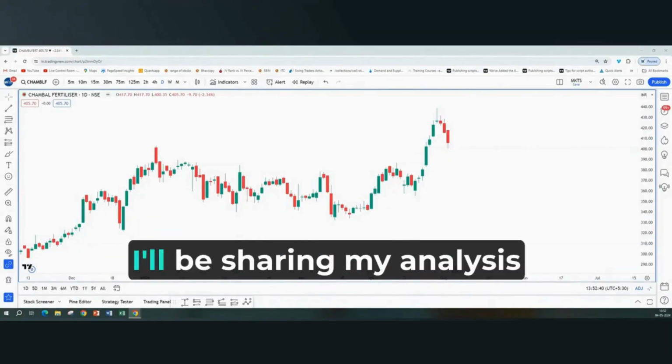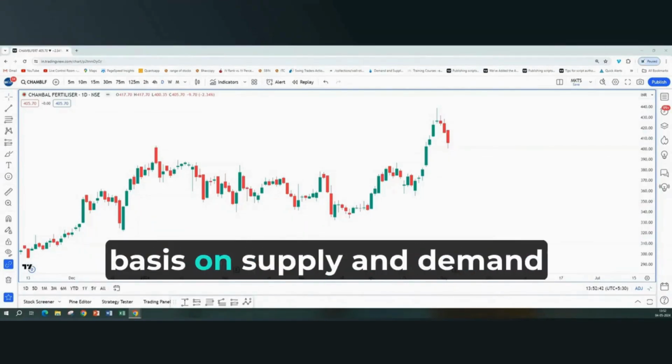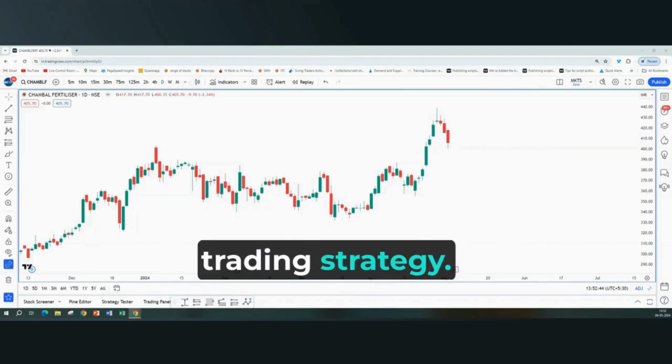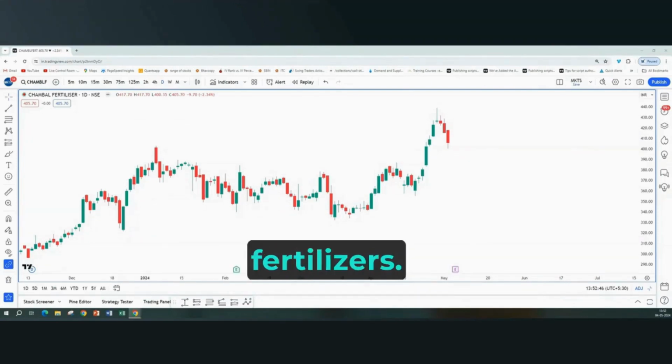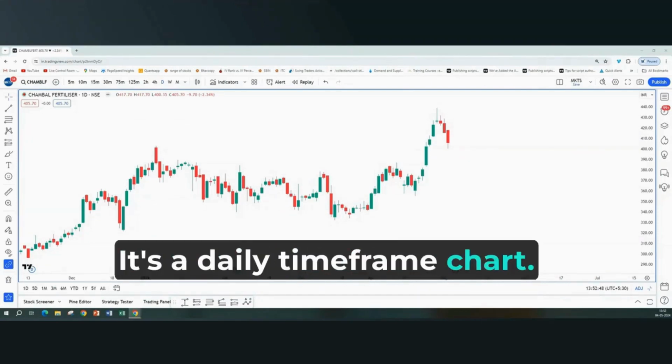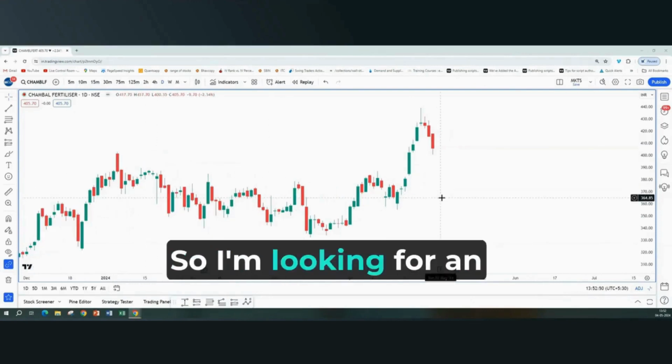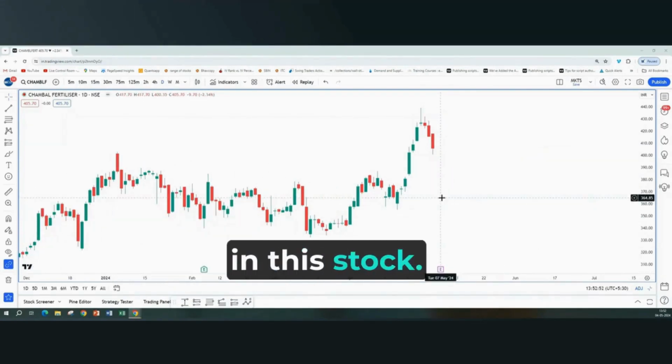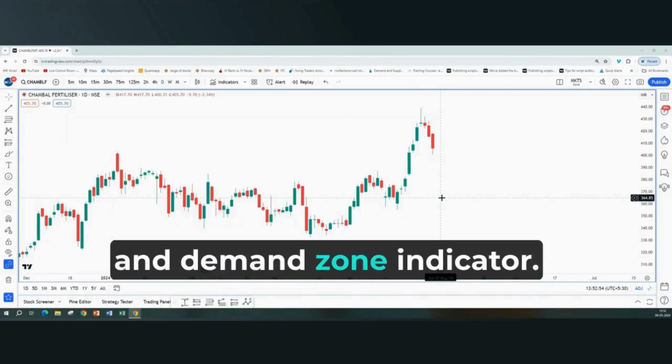In this video, I'll be sharing my analysis based on supply and demand trading strategy. The stock is Chambal Fertilizers. It's a daily time frame chart. So I'm looking for an opportunity to go long in this stock. So let me just enable the supply and demand zone indicator.